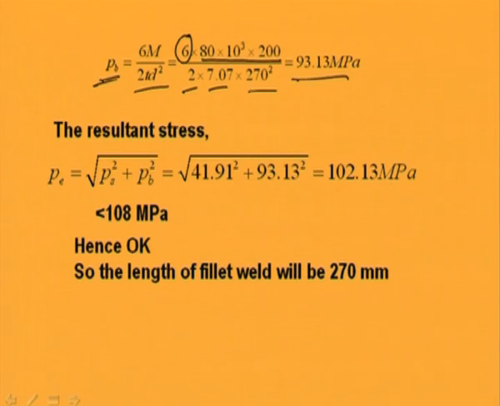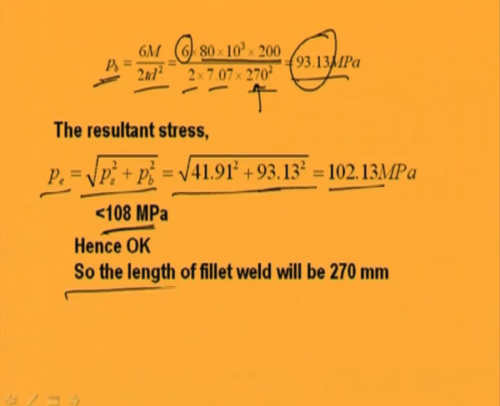Now as we have increased the length up to 270, that is why the stress due to bending is coming less than 108, which is 93.13. Now the resultant stress will be square root of Ps square plus Pb square, which, after putting the values, will become this, and which is less than 108. So the length which has been considered is quite okay. So the length of the fillet weld will be 270 mm.